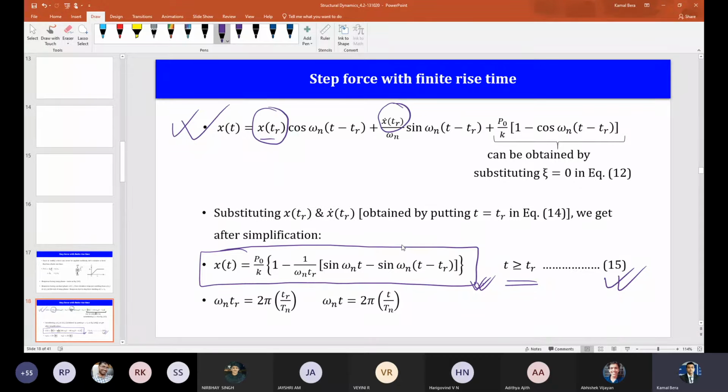By substituting tr in the expression of x(t) for the ramp load and differentiating it, then substitute t equal to tr to get x dot(tr). Okay, and substitute here, simplify it, and you'll get x(t). So just quickly do that.